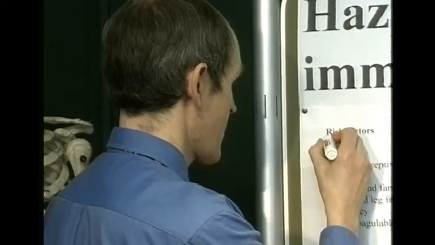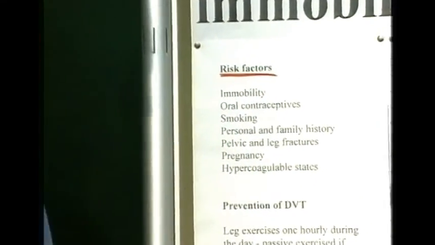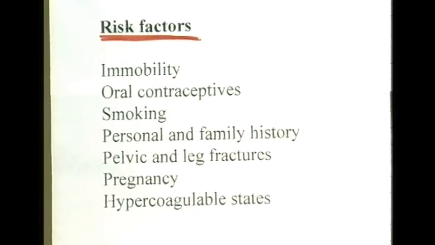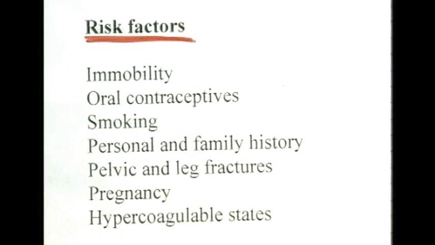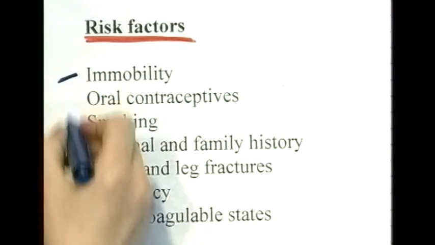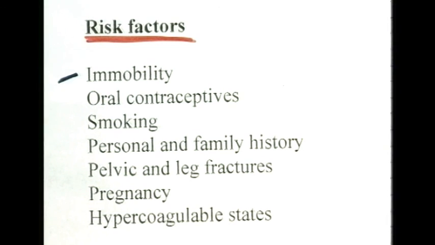Let's now think about risk factors in a deep venous thrombosis. Now the reason I'm telling you about risk factors is so that you will know about them, therefore you can eliminate them if possible or minimise them if it's not possible to eliminate them. So risk factors contributing towards development of a deep venous thrombosis. Well, clearly immobility is a risk factor. So you can minimise immobility either of the whole person or of just that part of the body.